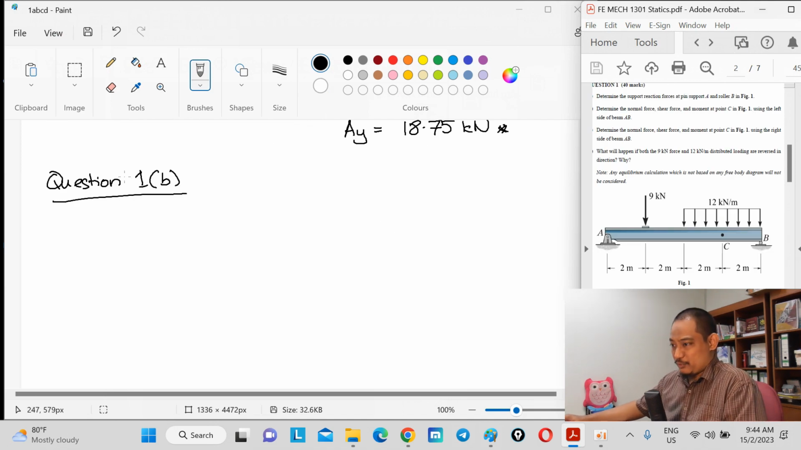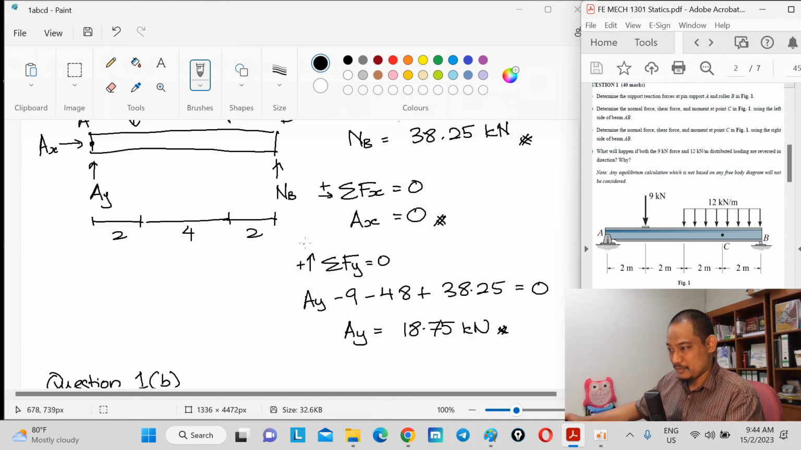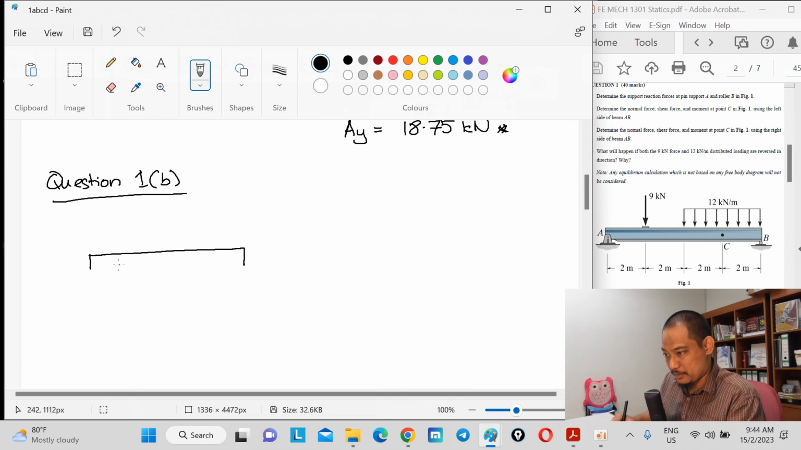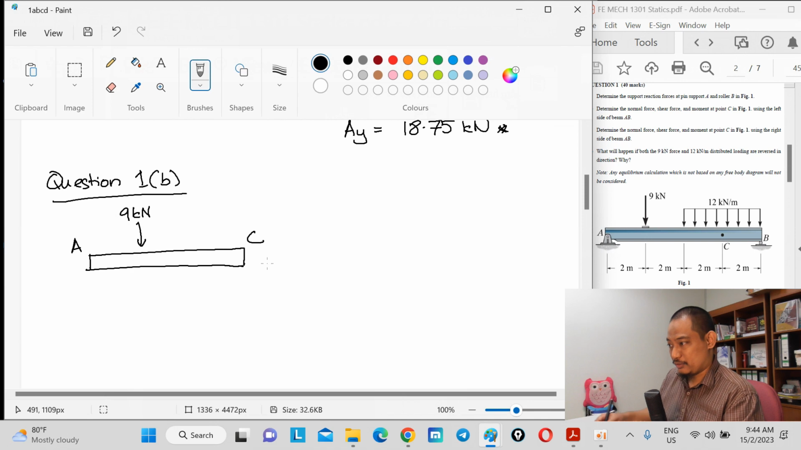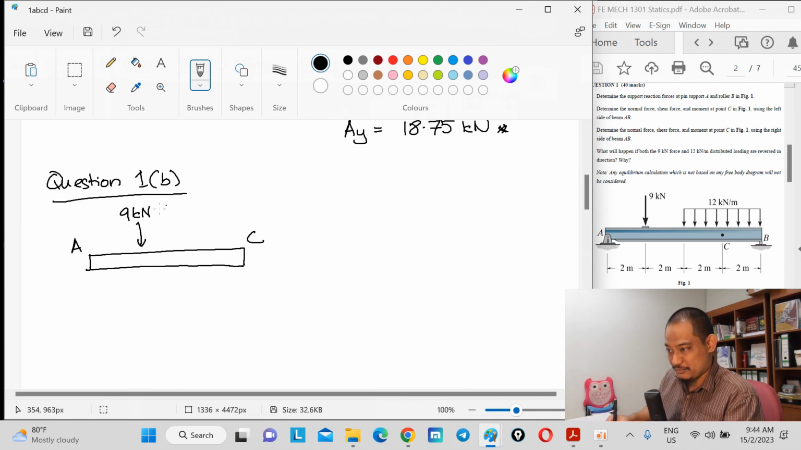We need to draw the free body diagram, and you cut at point C, meaning if you refer here, you cut off here. So it is from A to C, and then you have this 9 kilonewton there. Ax and Ay have already been determined. Ax is 0, Ay is 18.75 kilonewton.